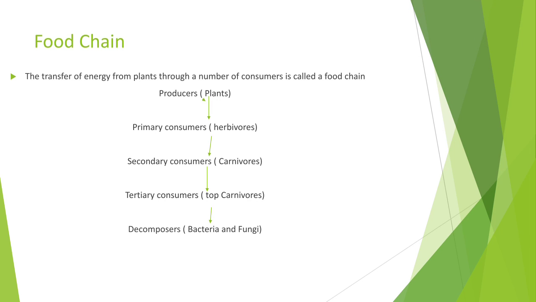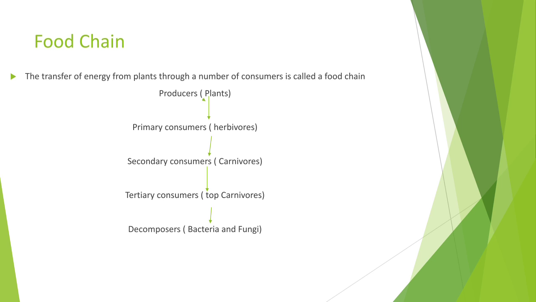Dear students, today we will learn about food chain. Food chain means the transfer of energy from plants through a number of consumers. That means the transfer of energy from the producer to a number of animals.